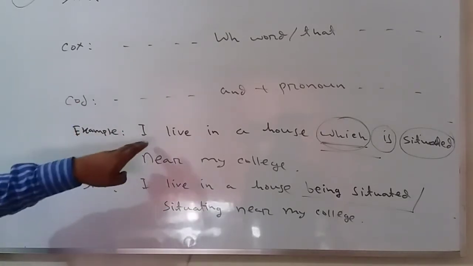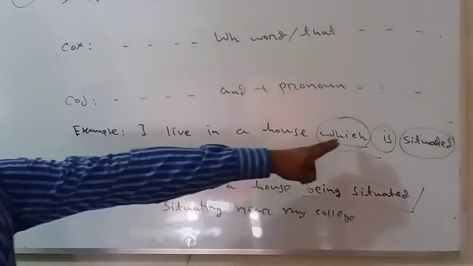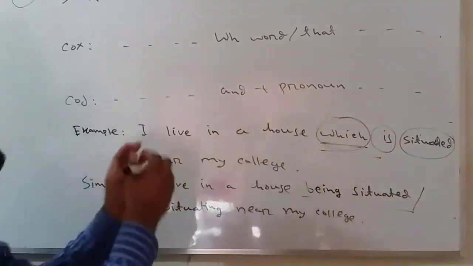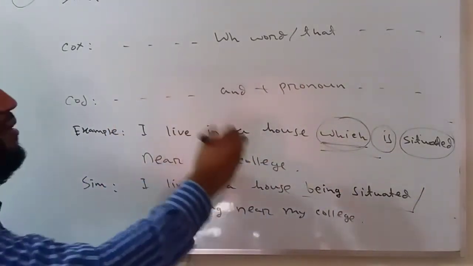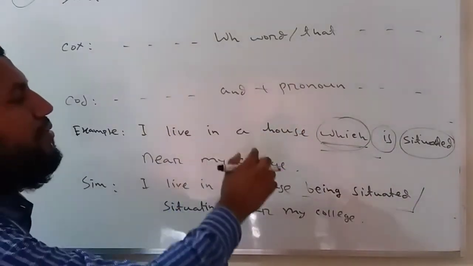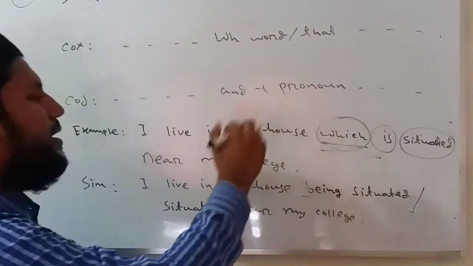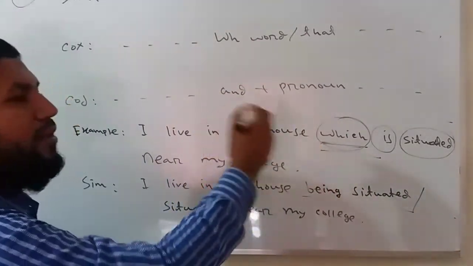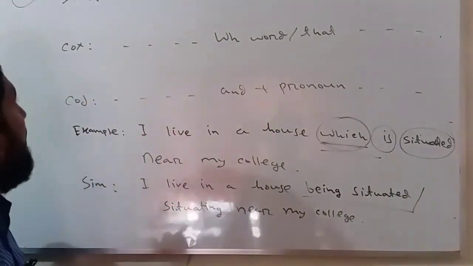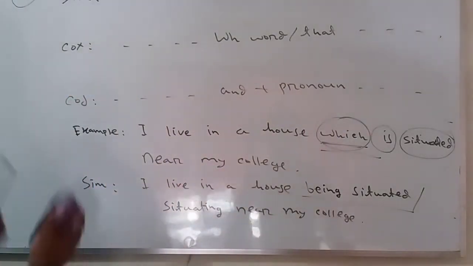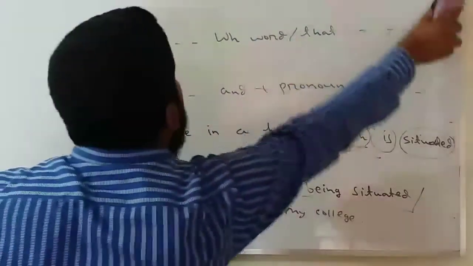For doing compound, I live in a house, and instead of which you will have to use and plus pronoun. The pronoun of house is it. So you will have to write I live in a house and it is situated near my college. This is the compound. Now look at the rules of 8.